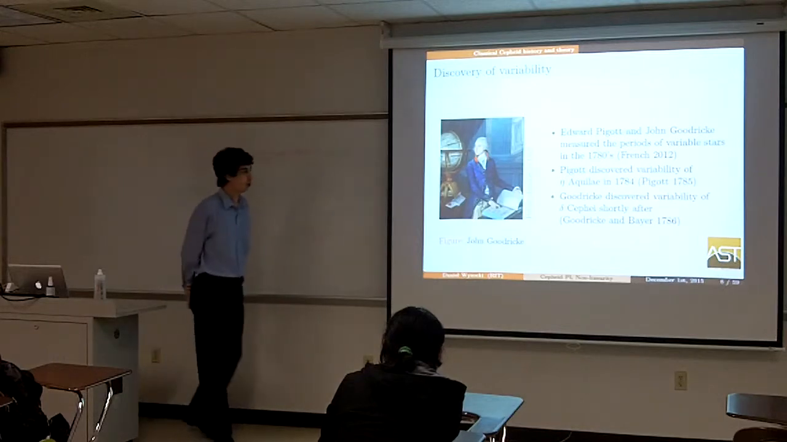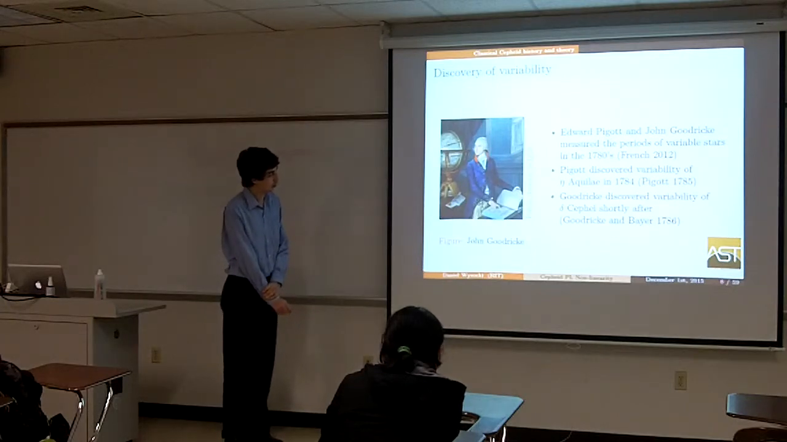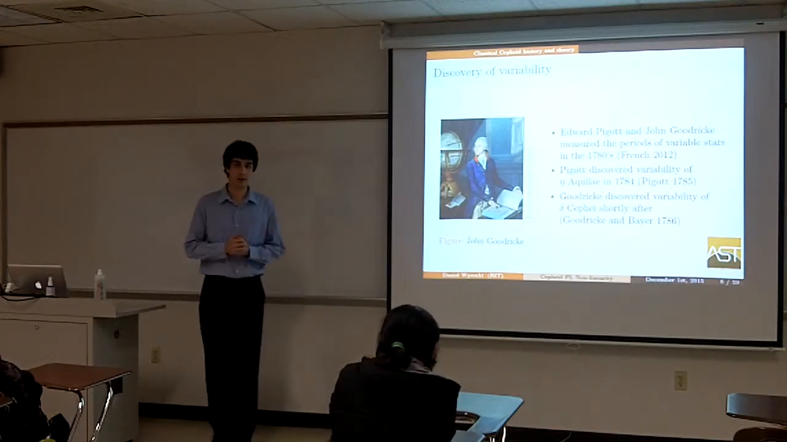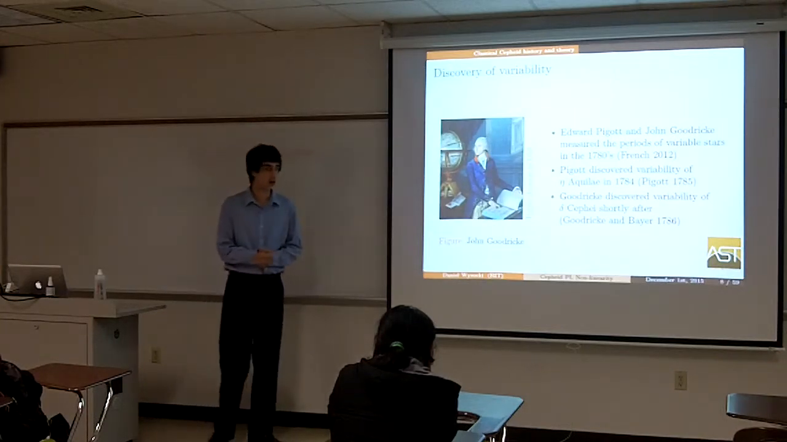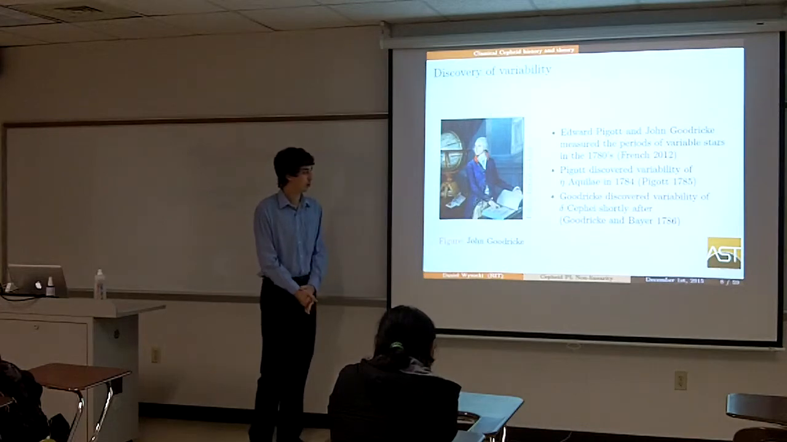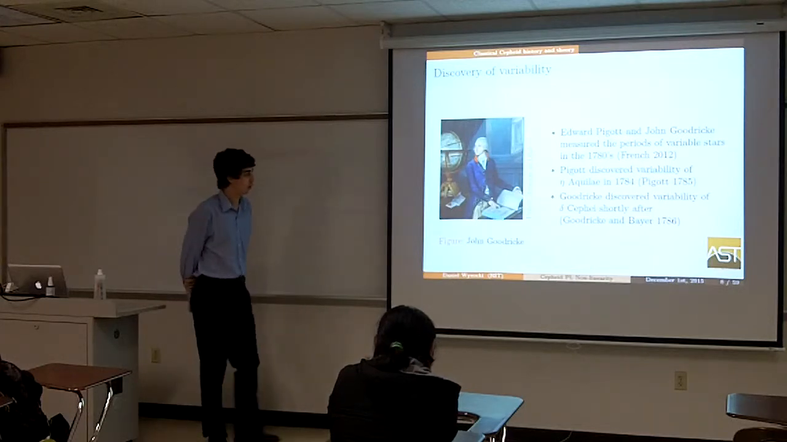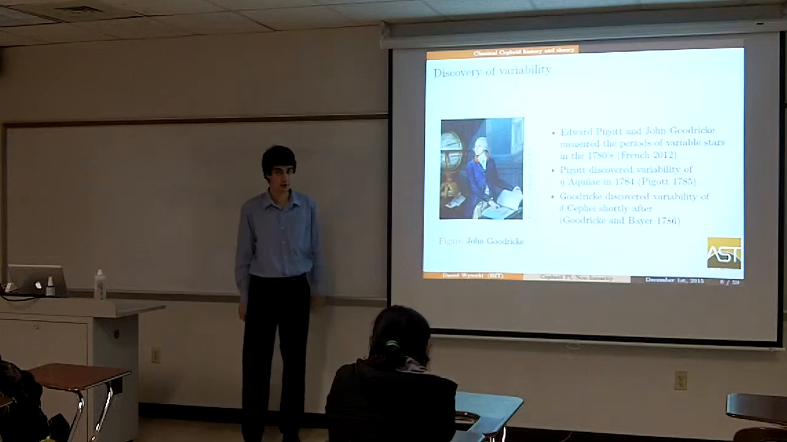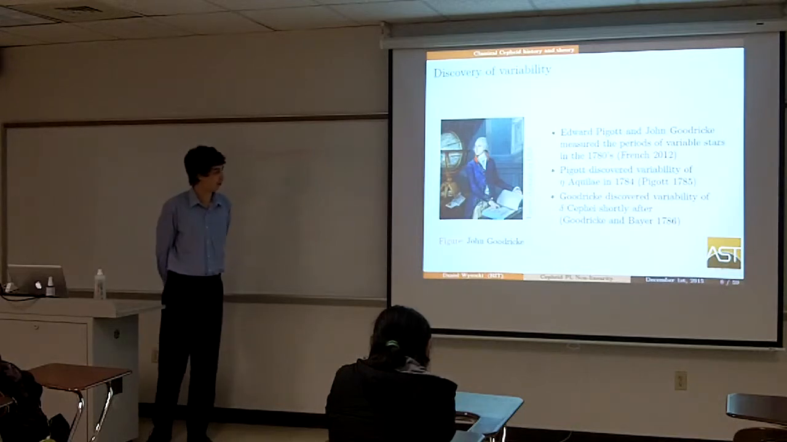So we didn't know that Cepheids were variable until the work of Edward, how do you pronounce that, Pigott, and John Goodricke. So in the 1780s, they were studying variable stars, not specifically Cepheids. They were actually looking for eclipsing binaries. That was their primary target, but they accidentally discovered that Cepheids were actually a different type of variable star. So Pigott was the first to discover that Eta Aquilae was a Cepheid, and then the next year Goodricke discovered that Delta Cepheid was a Cepheid. Of course, it wasn't named after the original, it was named after the second.